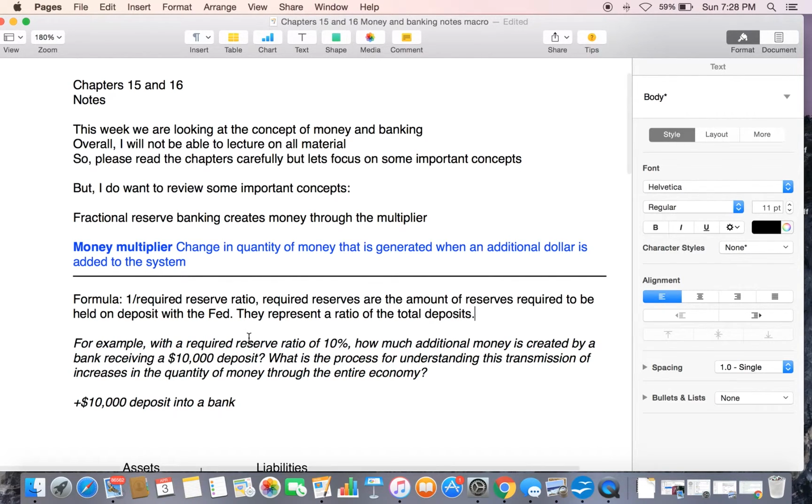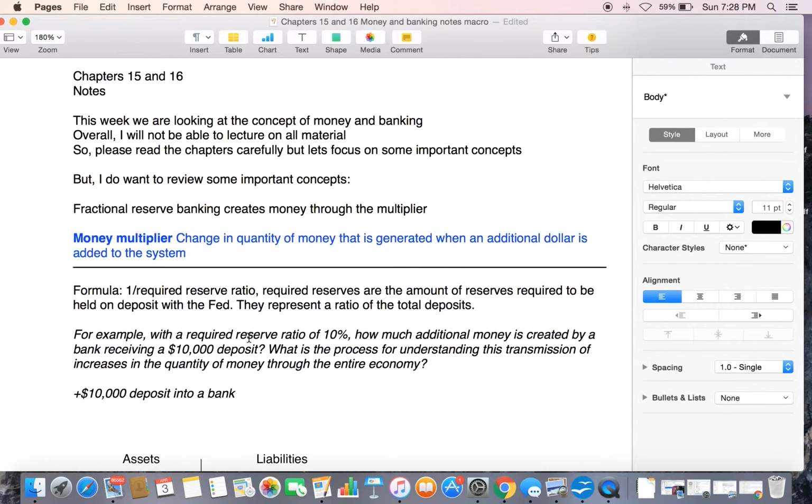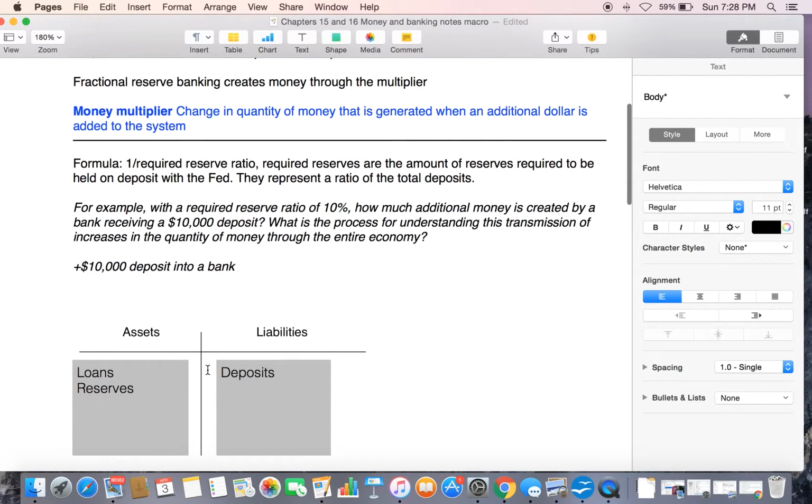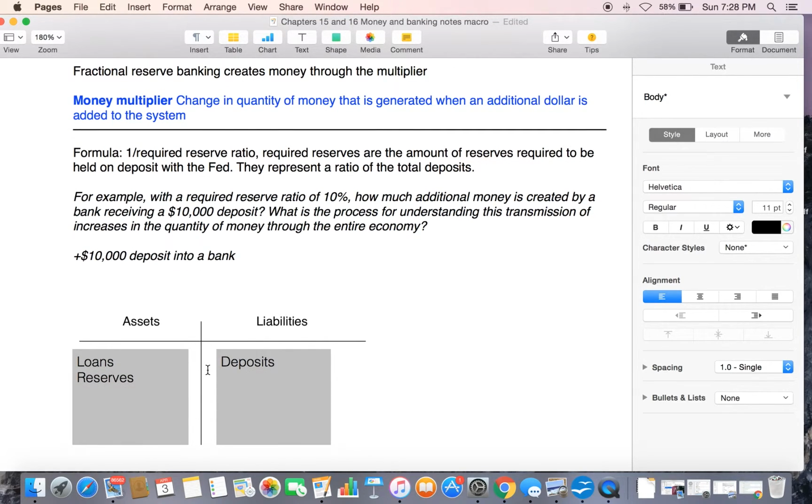Okay, so required reserves are the amount of reserves required to be held on deposit with the Fed or in vault cash, and they represent a ratio of the total deposits that are taken in. So if we look at a bank and its assets and liabilities, and here we're kind of excluding equity, where assets equal liabilities plus equity.